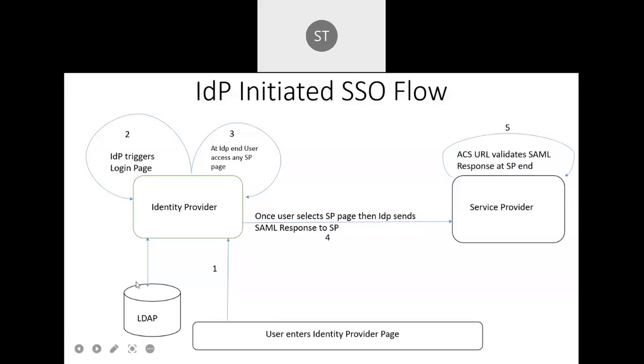Did you find the difference between IDP initiated flow and SP initiated flow? In SP initiated flow, we have the SAML request, because until the request reaches the identity provider, it doesn't know who the service provider is or from which service provider it got the request. That's not the case in IDP initiated flow. In IDP initiated flow, the identity provider already knows who the service provider is. That's why it will send the SAML response directly.